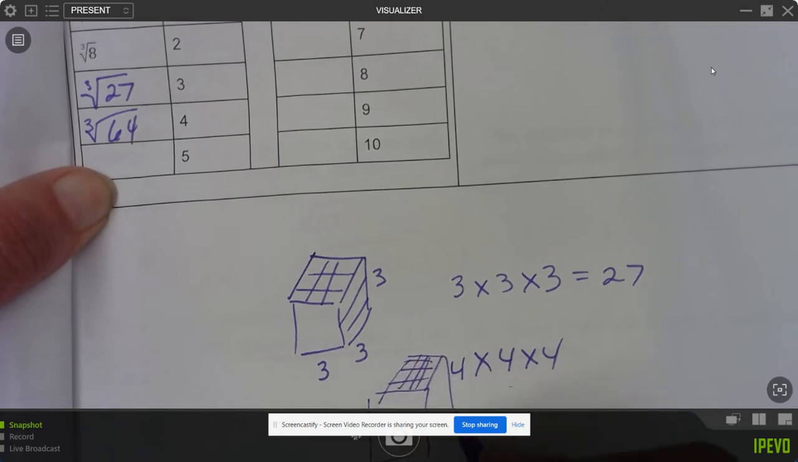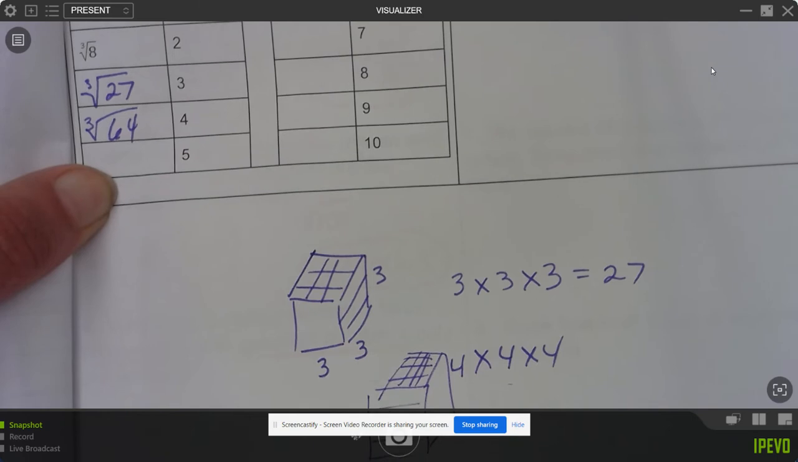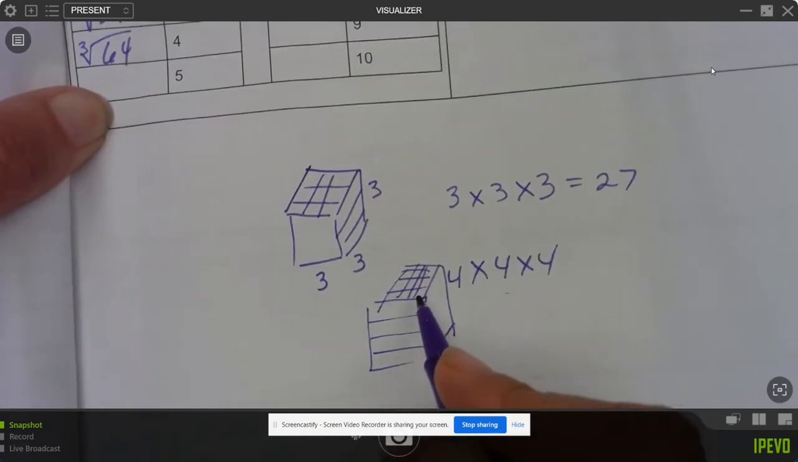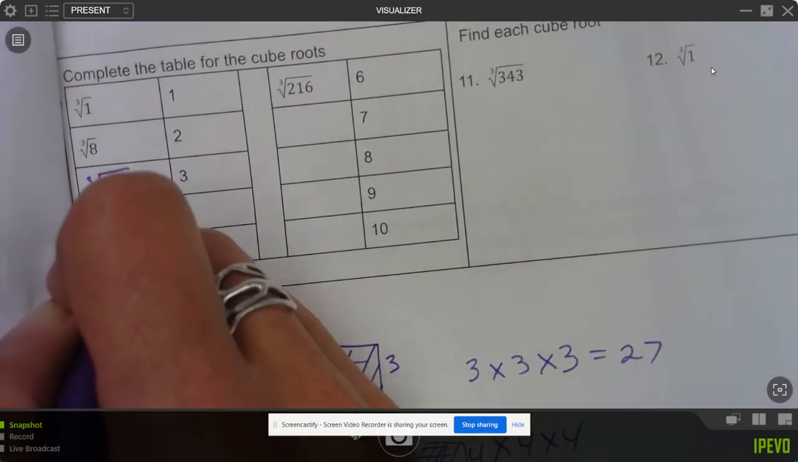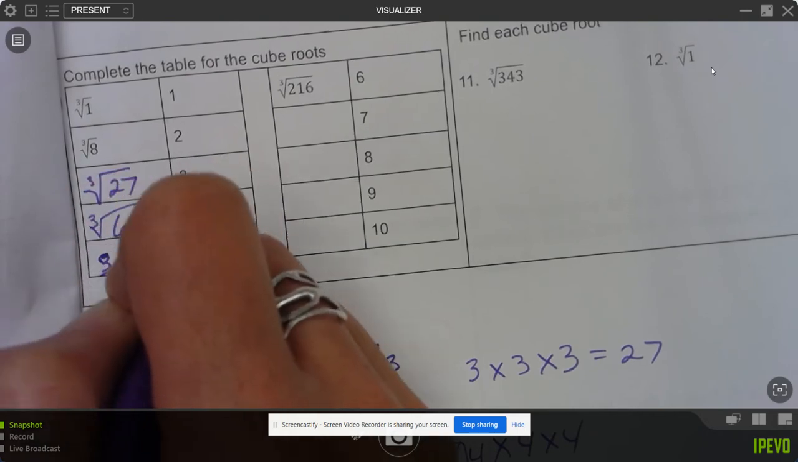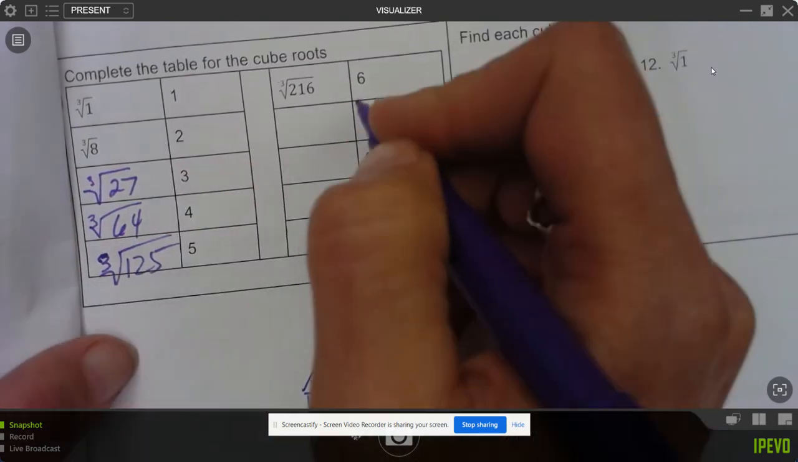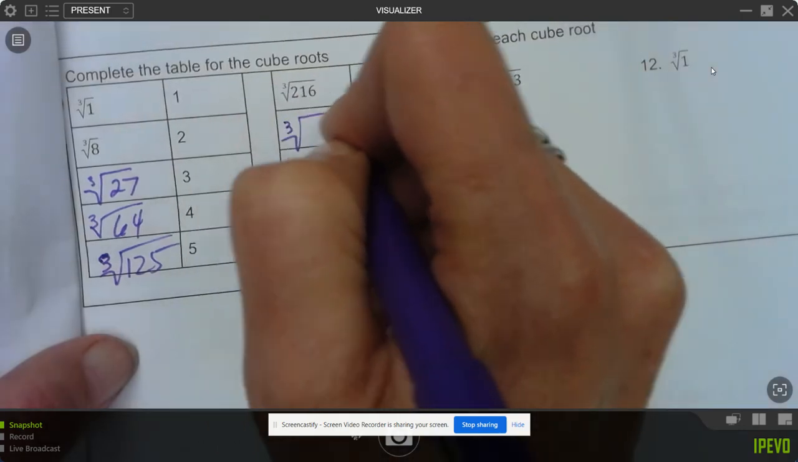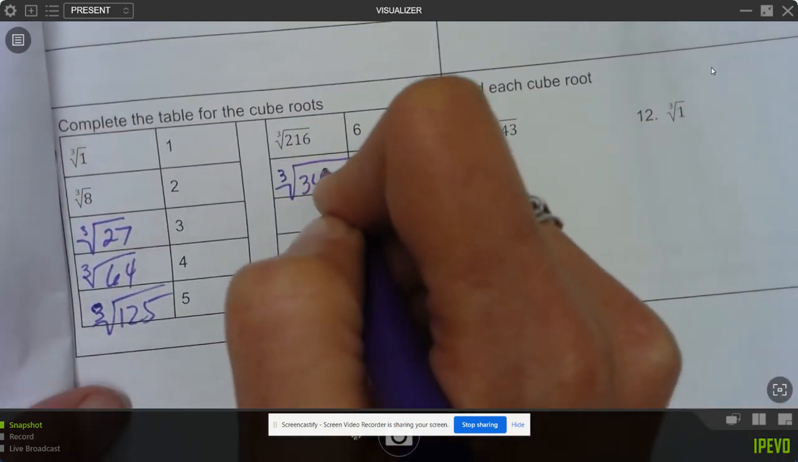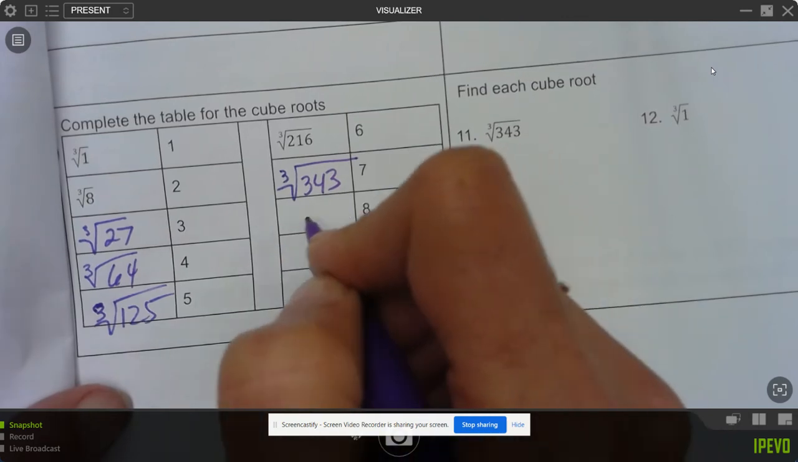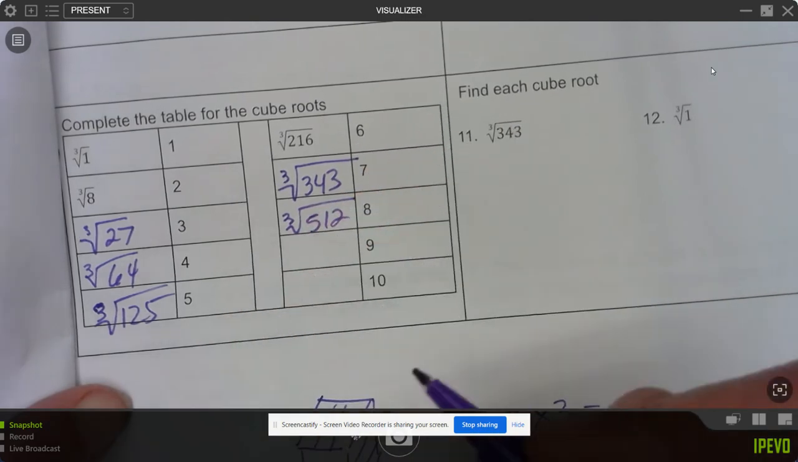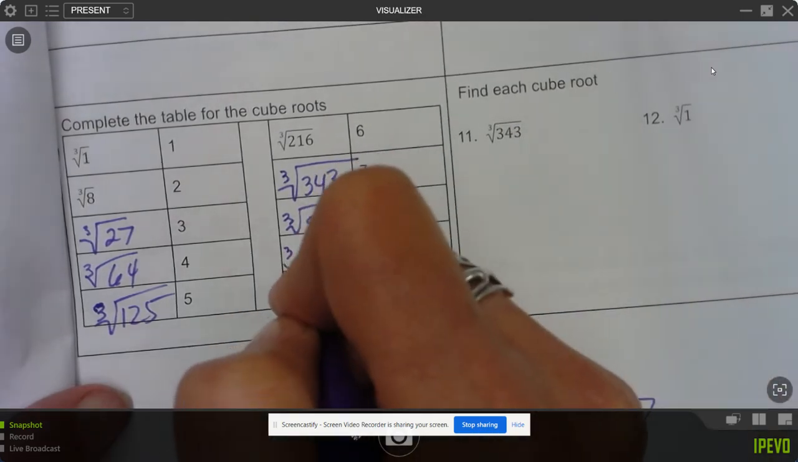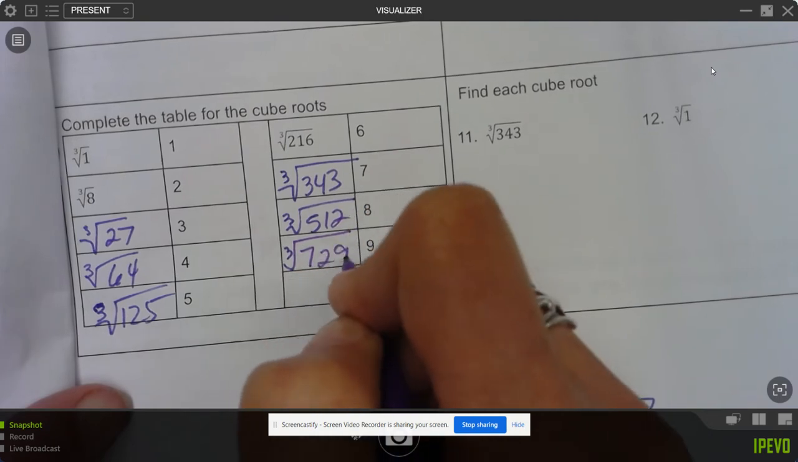You can picture that in your head, and it's 4 layers of it. It would be 16 on the top, and then 16, and then 16, and then 16 more. This would continue on. 5 times 5 times 5 would be 125. See how big they're getting? 7 times 7 times 7 would be 343. 8 times 8 times 8 would be 512. 9 times 9 times 9 would be 729.